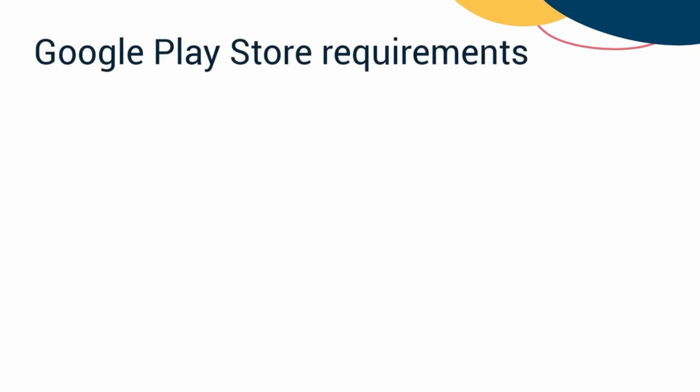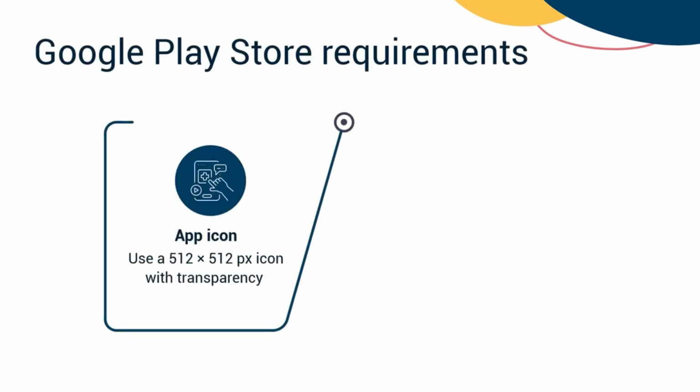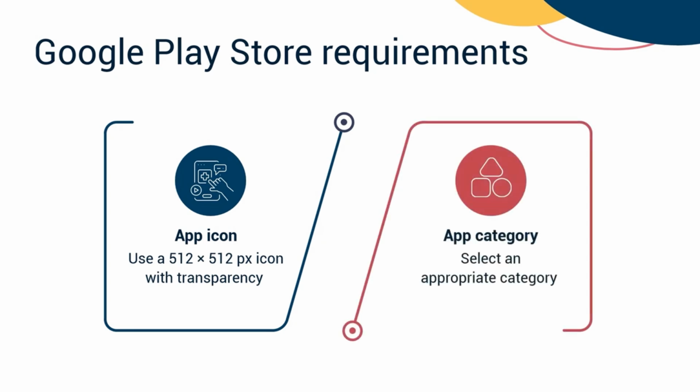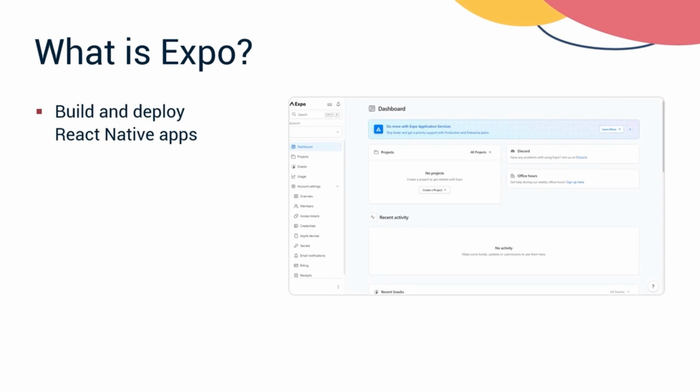Now, let's look at the requirements for publishing on the Google Play Store. You need an app icon that is 512 by 512 pixels and supports transparency. You must also choose the right category for your app from the available options in the Google Play Store. Expo is a platform that helps you build and deploy React Native apps efficiently.